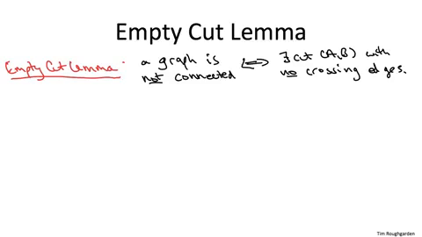So what we're saying is that being not connected, that is, there existing a pair of vertices with no path between them, is equivalent to there being a cut with no crossing edges. So let's go ahead and prove this real quick.